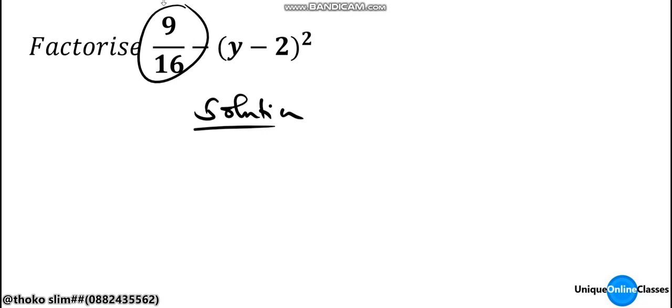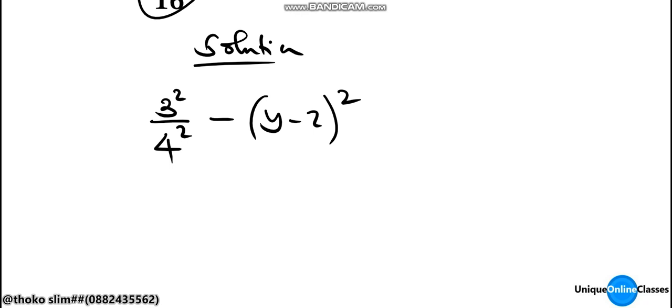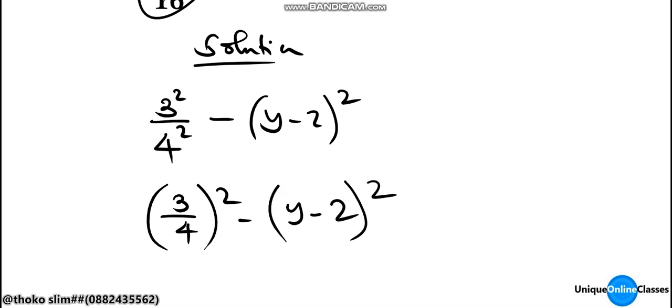First we break the roots and squares. We have 3 squared over 4 squared, sorry, 16. I'm tired. Okay, that's the 4 squared, and minus, we have here y minus 2, then squared there. Now reaching this juncture, this one can be written as 3 over 4, then here squared minus y minus 2 close bracket squared. We can consider this one as x squared, and this as y squared, the difference of 2 squares.